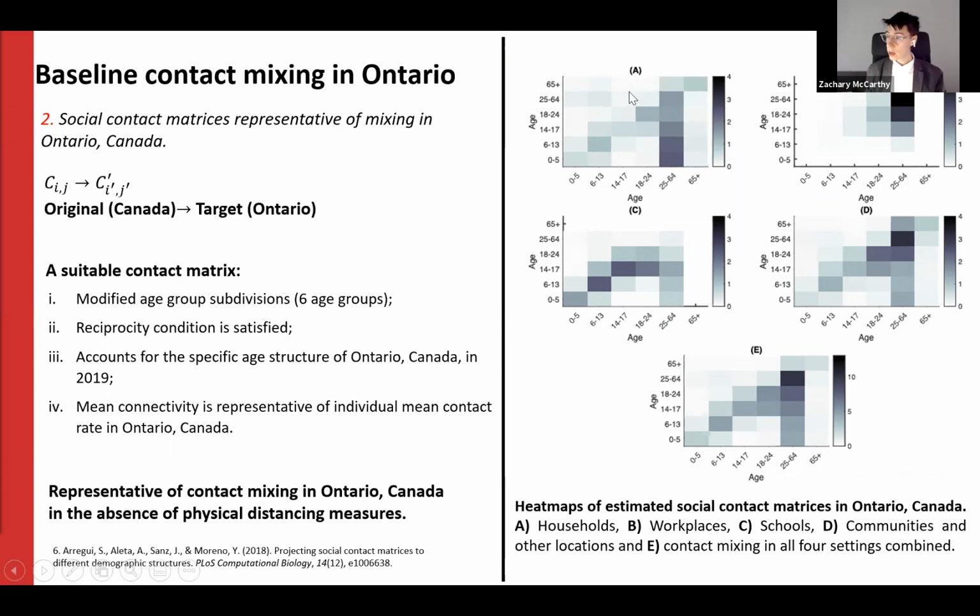So we have the mixing in the household, workplace, school, community, and other locations, as well as the sum of the four, which is all locations combined. So these are our baseline matrices in a peaceful time where no major distancing measures are put in place.